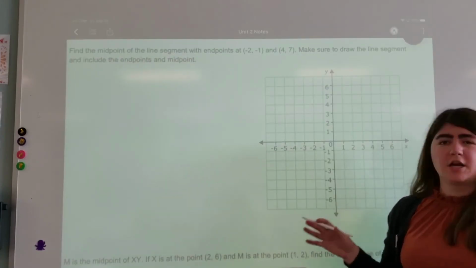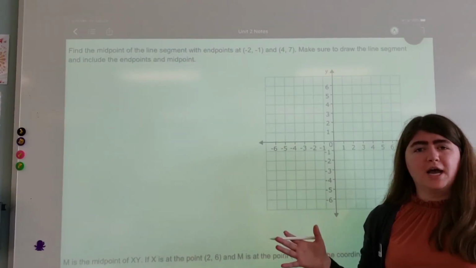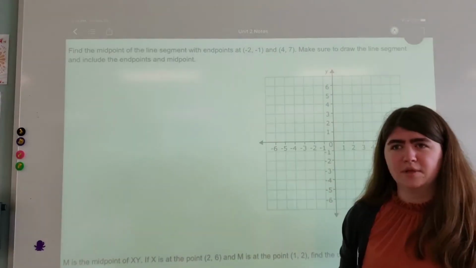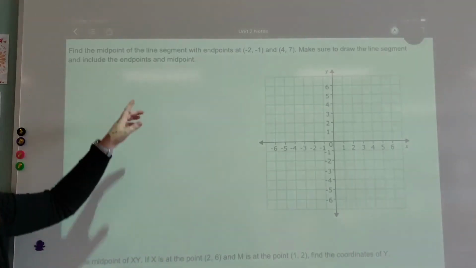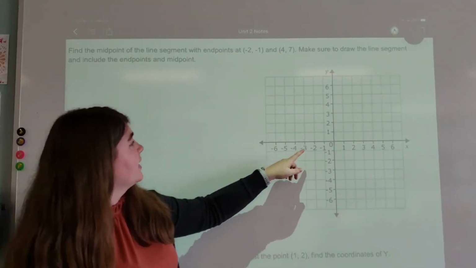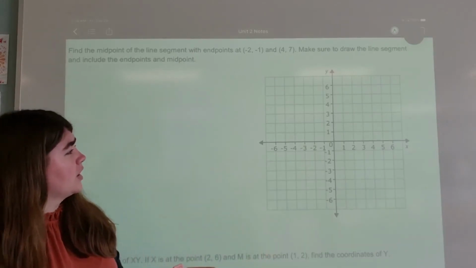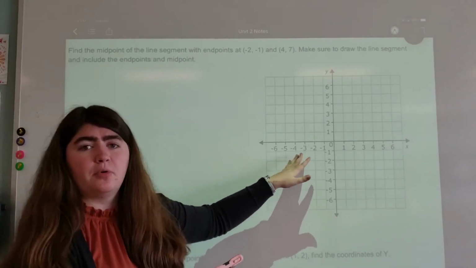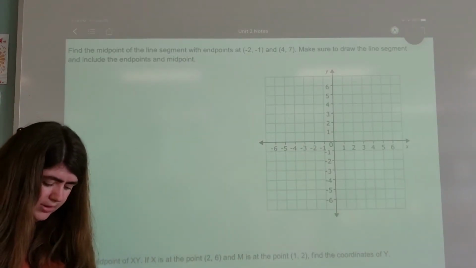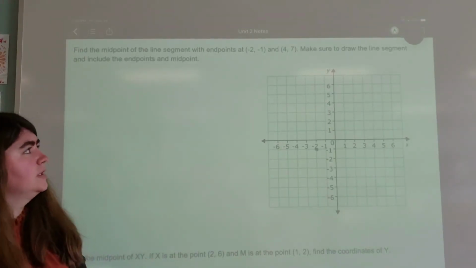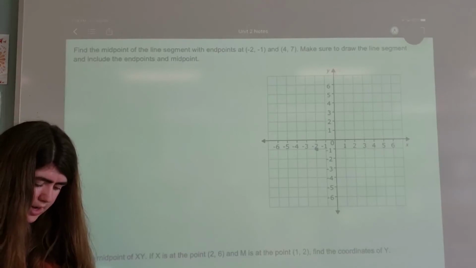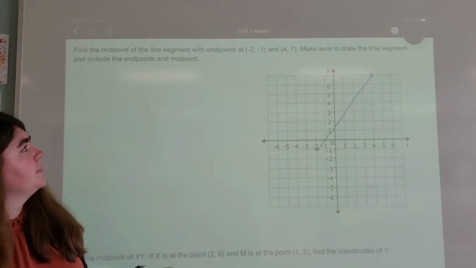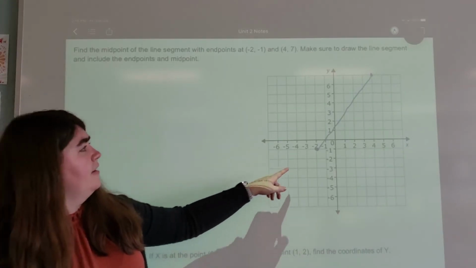Right here on the next page, we've got a couple more examples before we start working on our whisks and our practice questions and the other pieces that come with our lesson. So this example says to find the midpoint of the line segment with endpoints at (-2, -1) and (4, 7). Make sure to draw the line segment and include the endpoints in the midpoint. Okay, so I'm going to start by plotting those points on this graph. So I have (-2, -1), to the left 2, down 1, and (4, 7), to the right 4 and up 7. That is my line segment, and those are the endpoints right there. And now I'm trying to find the midpoint of these 2 points.